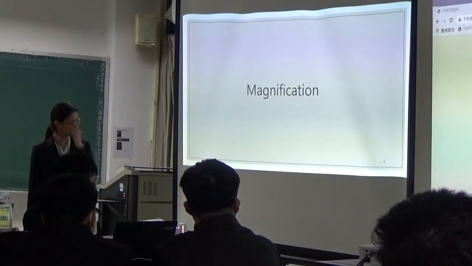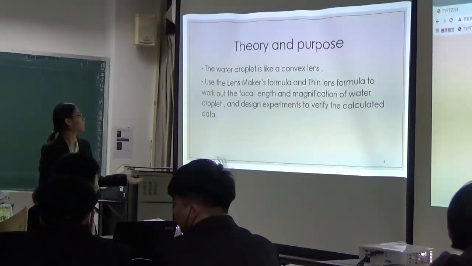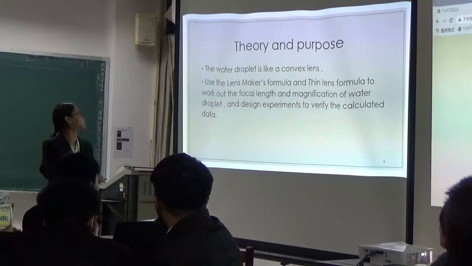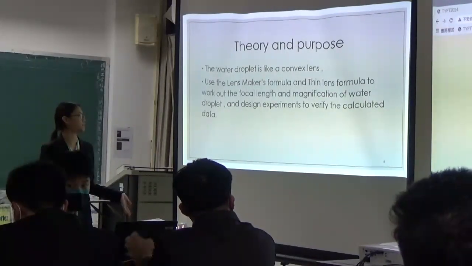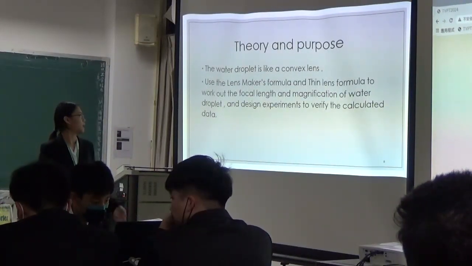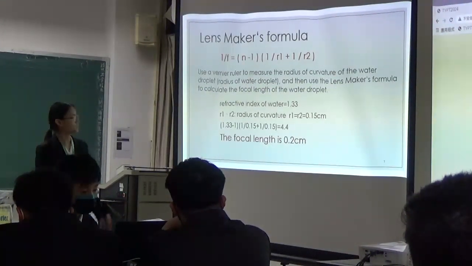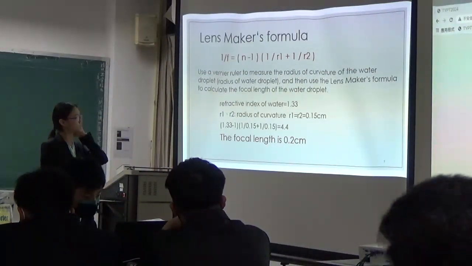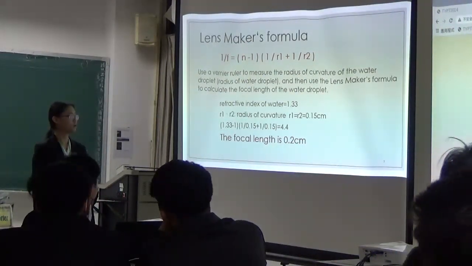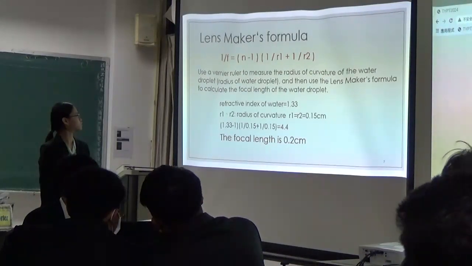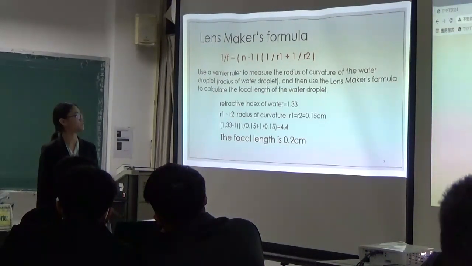And I'll first focus on the magnification. This is my theory and papers. The water droplet is like a convex lens. So I will use the lens maker's formula and thin lens formula to work out the focal length and magnification of the water droplet, and design experiments to verify the calculated data. This is the lens maker's formula. Use a linear ruler to measure the radius of curvature of the water droplet, and then use the lens maker's formula to calculate the focal length of the water droplet.